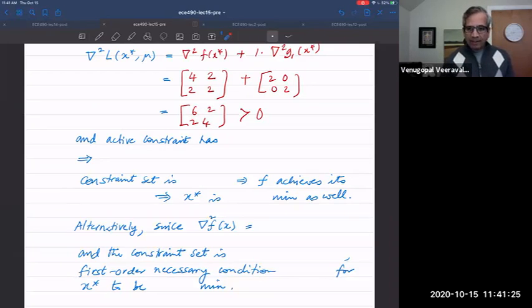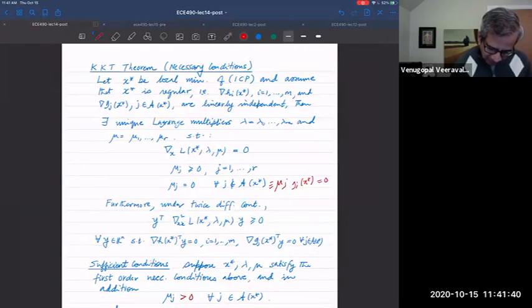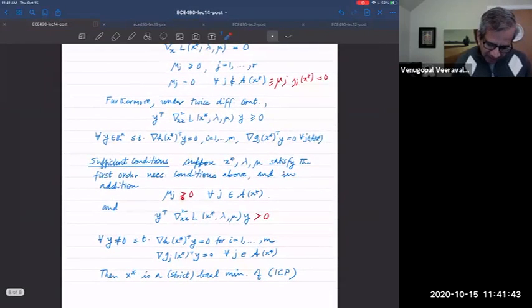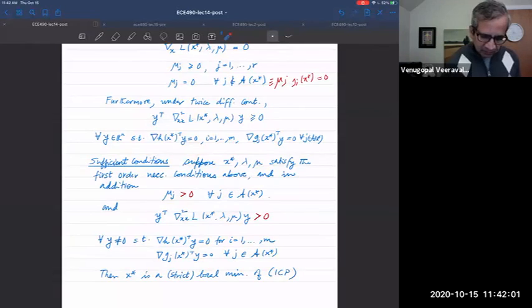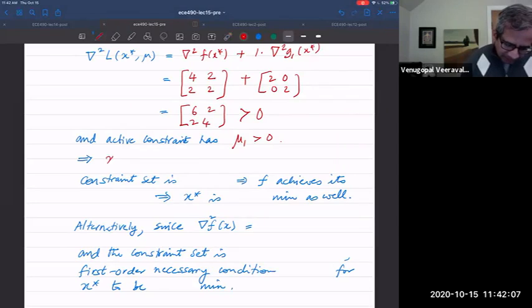All right, so if you look at the active constraint, it has a mu1 that's strictly positive. That was the other condition we need for sufficiency. Let's go back and look at that result again. So for the sufficient condition, we need the active constraint to have strictly positive mu, and then this matrix has to be strictly positive for y not equal to 0, but that's going to hold always if this is a positive definite matrix. So we don't have to check these conditions. Okay. So this means that X star is a local minimum.